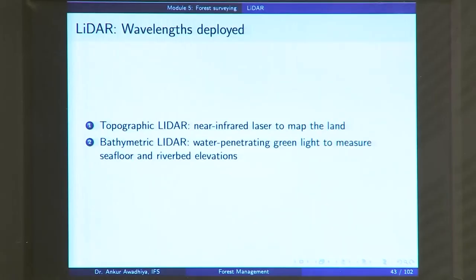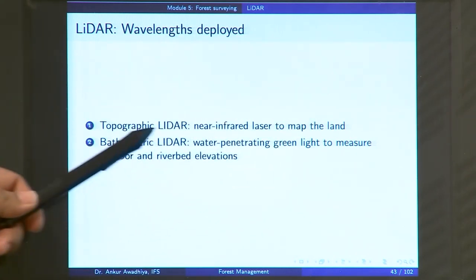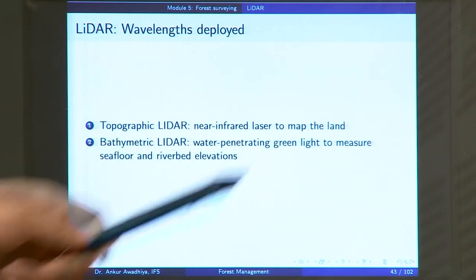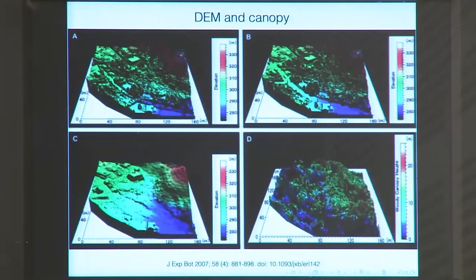So, in the case of land, you will make use of topographic LiDAR with near infrared laser. In the case of water, you will make use of bathymetric LiDAR with green colored wavelengths. Now, how do we use this LiDAR in forestry? One application is to know the digital elevation model and the canopy.